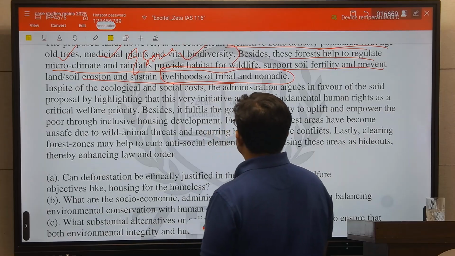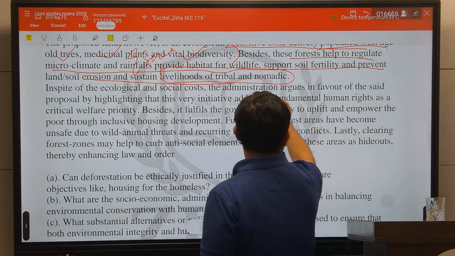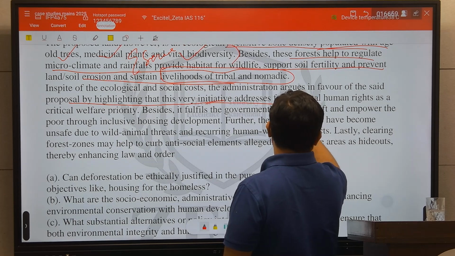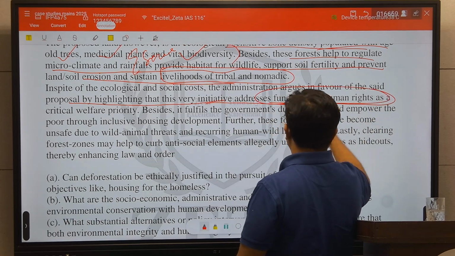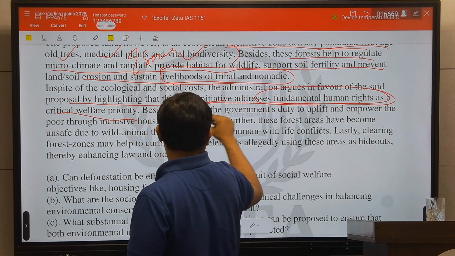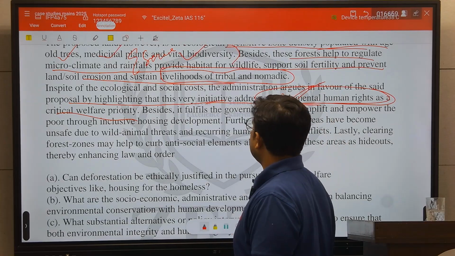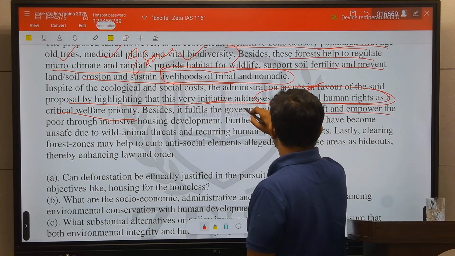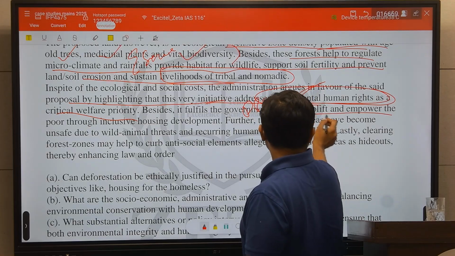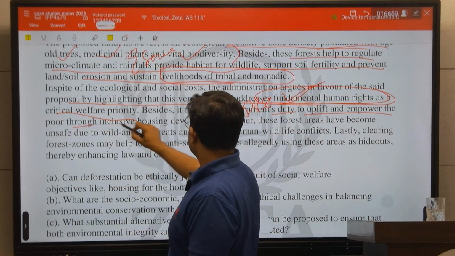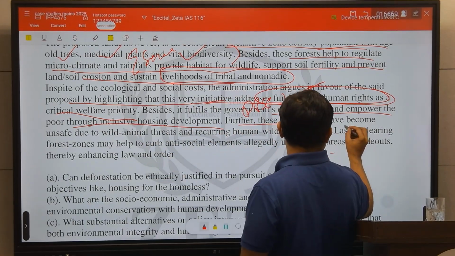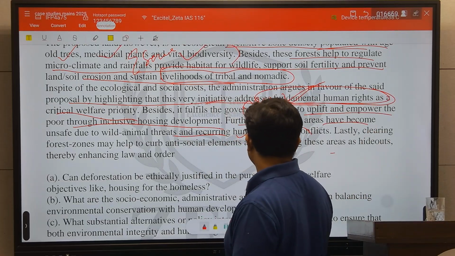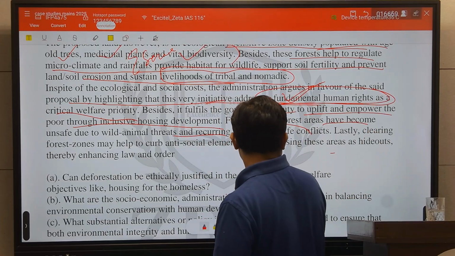Further, the administration argues in favor of this proposal, highlighting that this initiative addresses fundamental rights as a critical welfare priority, the right to life with dignity. Besides fulfilling the government's duty through DPSPs, it would empower the poor with inclusive housing. Further, these forests have become a threat to wildlife, justifying this. Lastly, clearing the forest helps curb antisocial elements.